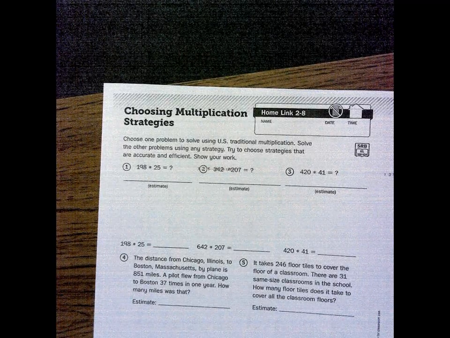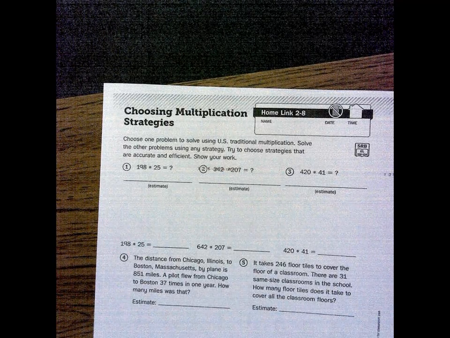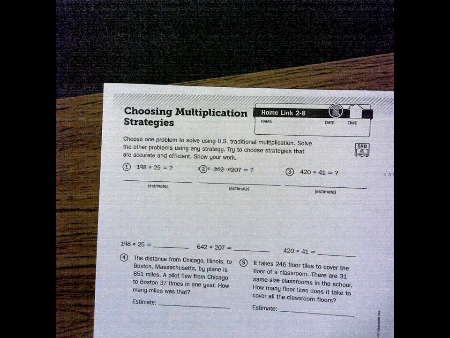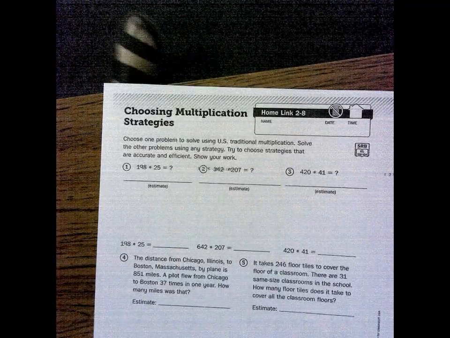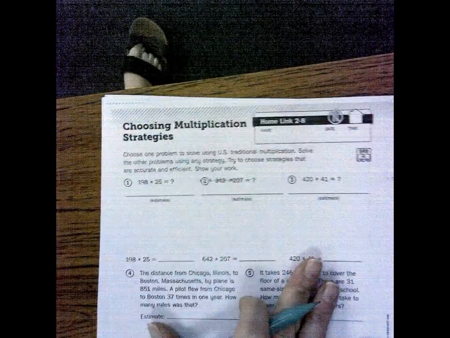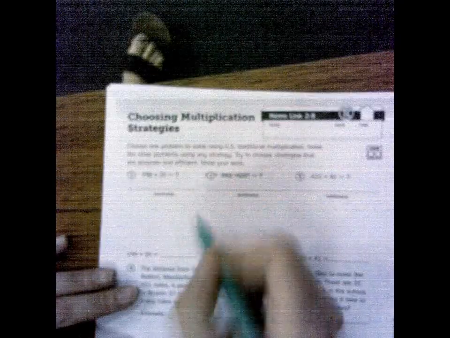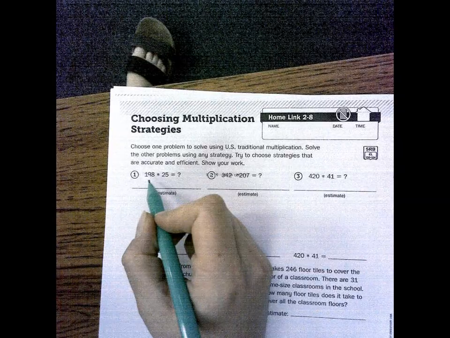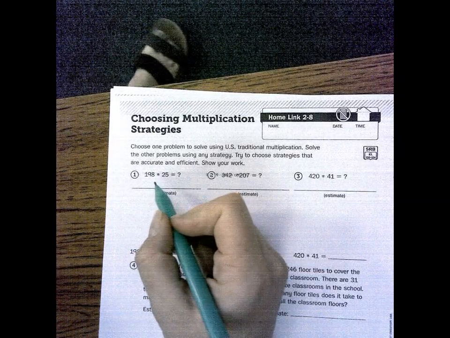Hello, we're going to be working on Chapter 2, Lesson 8, Homelinks. And here we're going to have various multiplication problems. It says to choose a strategy, but I really want us to be focusing in on using the traditional method. So here we're going to use compatible numbers to estimate the answer before we solve.